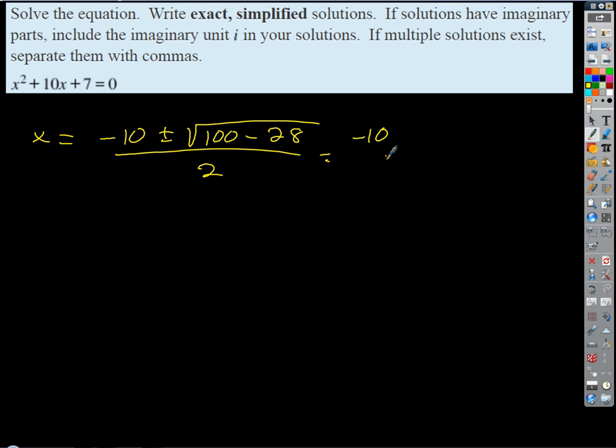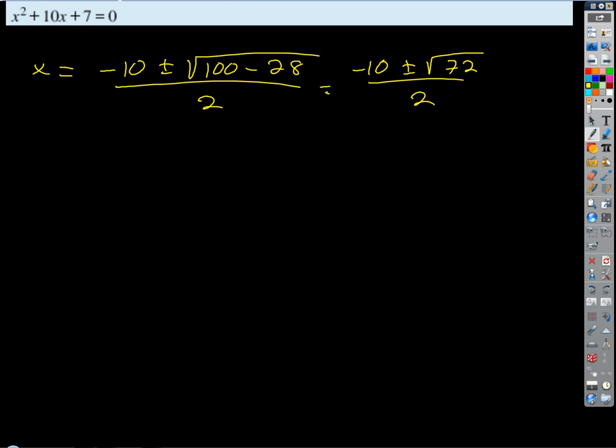That's the square root of 72, right? Then we just reduce that radical. What's the biggest perfect square factor of 72? We can do better than that. Probably 4. 36, there we go. So we get negative 10 plus or minus the square root of 36, which is 6, times the square root of 2, all over 2.